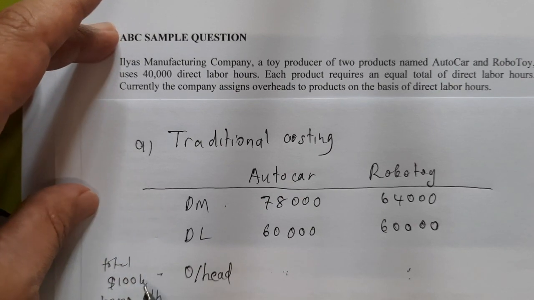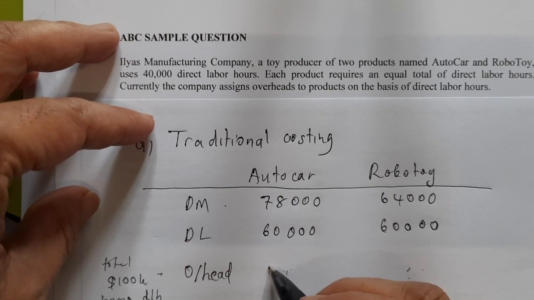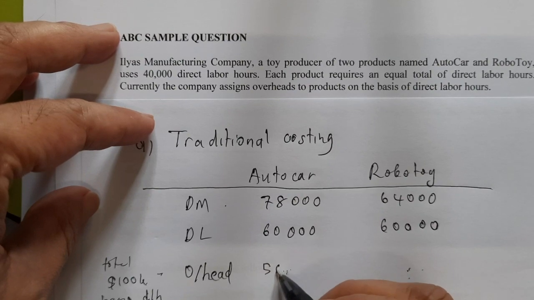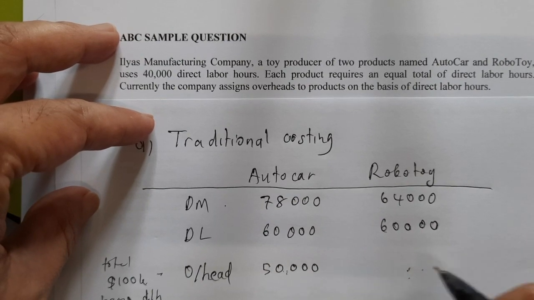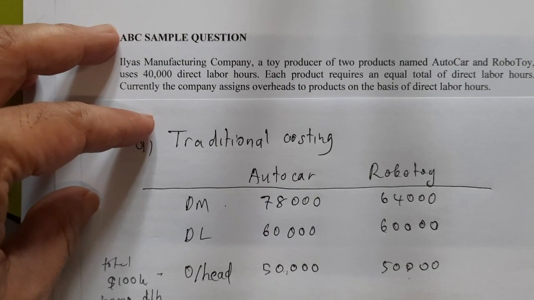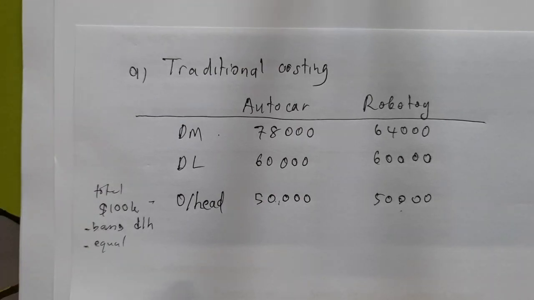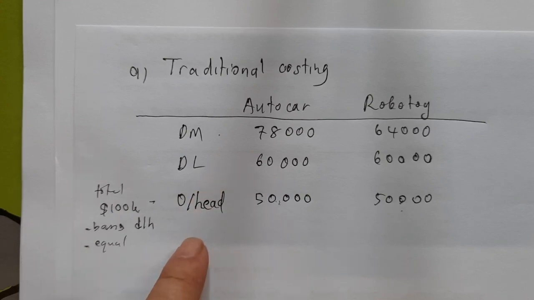So if the total is 100,000, how to make it equal? This overhead and this overhead. So you divide the 100,000 divided by 2. You will get equal numbers. So the overhead cost is 50,000 here and also 50,000 here. Okay, now you have got the three costs related to the production.